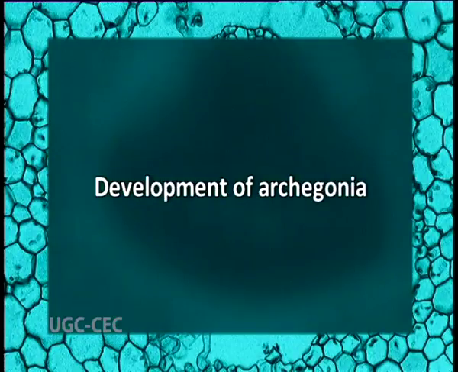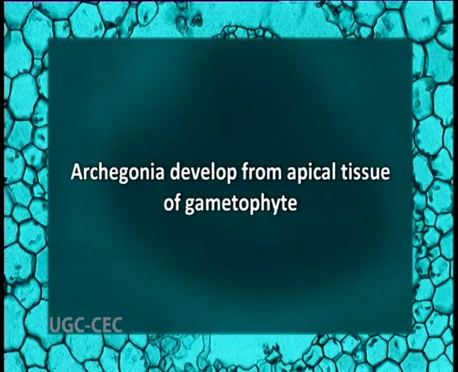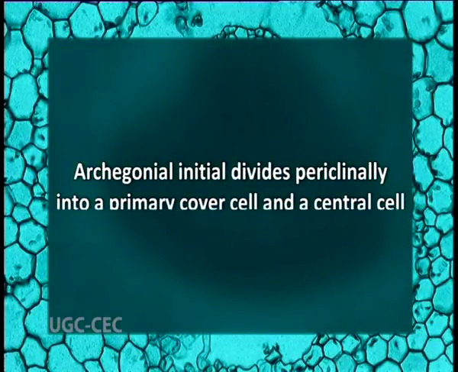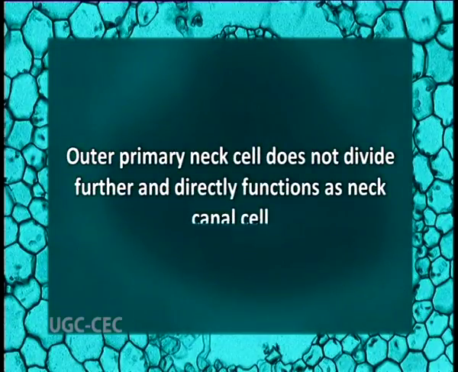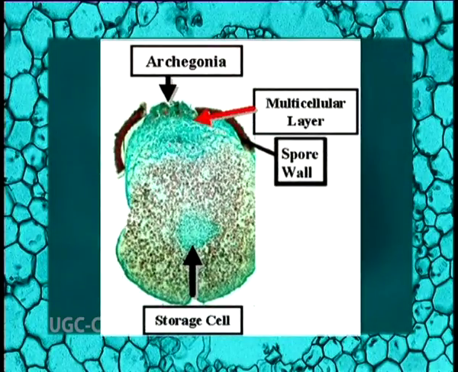Now, development of archegonia. Archegonia develop from the apical tissue of the gametophyte. All superficial cells of this tissue have the potential of forming archegonia. The archegonial initial first divides periclinally into a primary cover cell and a central cell. The primary cover cell divides by two vertical divisions at right angles to each other and forms 4 neck initials. The neck initials divide transversely so as to form 8 neck cells arranged in 2 tiers of 4 each. In the meantime, the central cell divides by a periclinal wall and an outer primary neck canal cell and an inner primary ventral cell are established. The former does not divide further and directly functions as the neck canal cell, whereas the latter divides transversely into a ventral canal cell and an egg cell.